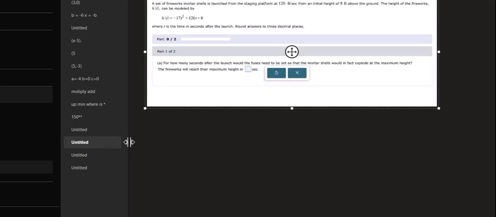A set of fireworks mortar shells is launched from the staging platform at 120 feet per second from an initial height of 8 feet above the ground. The height of the fireworks can be modeled by... okay, so they give you the function. You don't have to worry about where it comes from. H of t equals minus 17t squared plus 120t plus 8, where t is the time in seconds after the launch. For how many seconds after the launch would the fuses need to be set so the mortar shells would in fact explode at the maximum height?